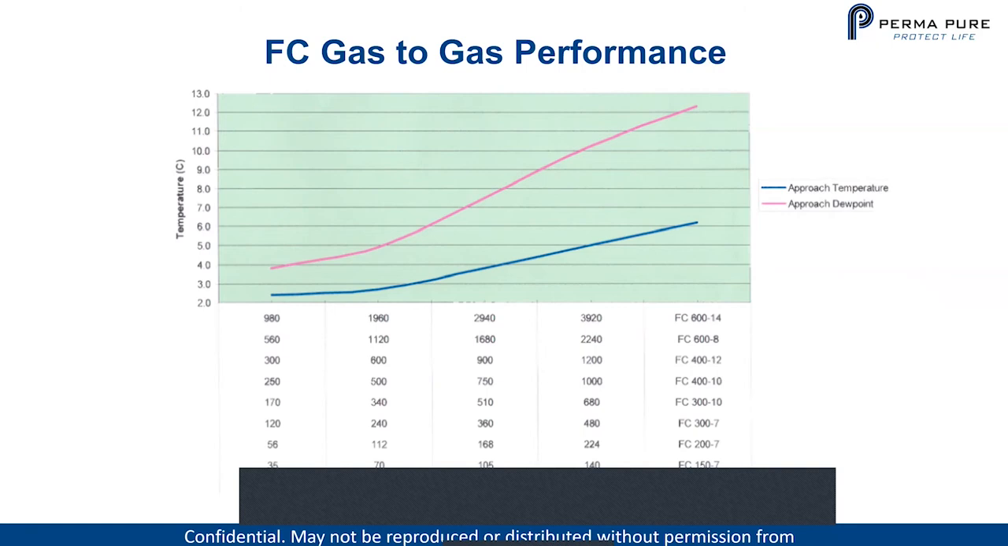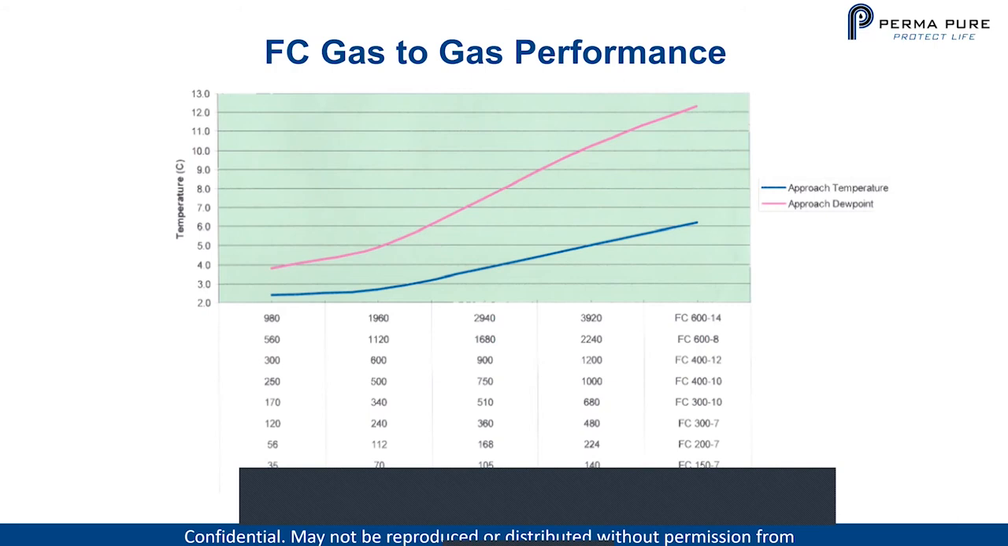So let's look at what the graph means. We have two curves there. The pink curve is the approach dew point, and the blue curve is the approach temperature. Now, what do we mean by approach temperature, approach dew point? Well, in short, what this means is it is looking at the difference in the dew point or the temperature between the gas that is being used to humidify the gas stream.